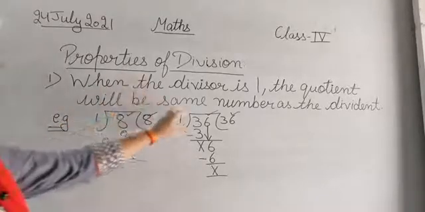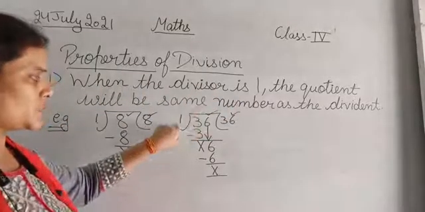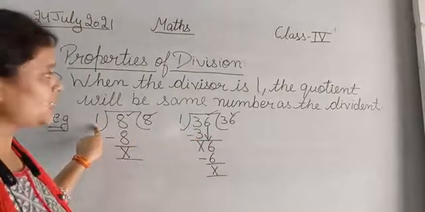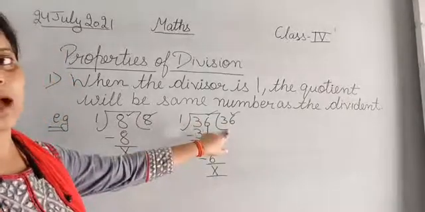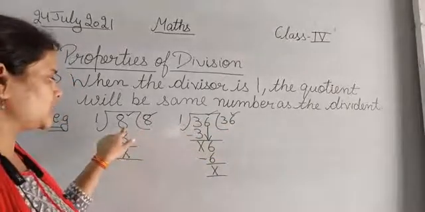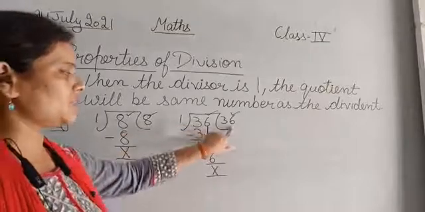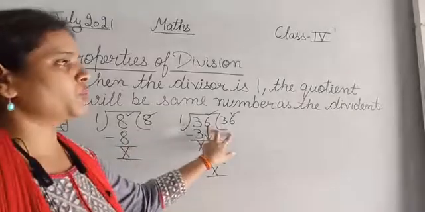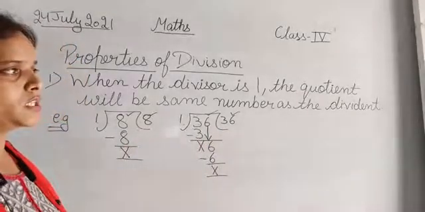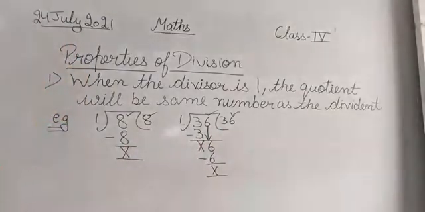So when the divisor is 1, so this is the divisor, the quotient will be the same number as the dividend. And this is the dividend. So here the dividend and quotient both are 8, and here the quotient and dividend both are 36. So when the divisor is 1, the quotient will be the same number as the dividend. So this is the first property of division.